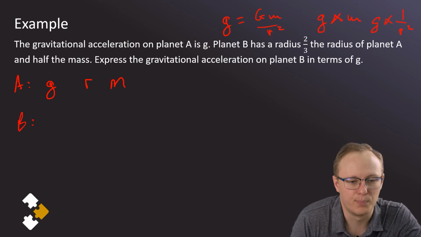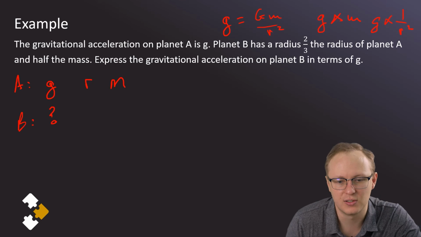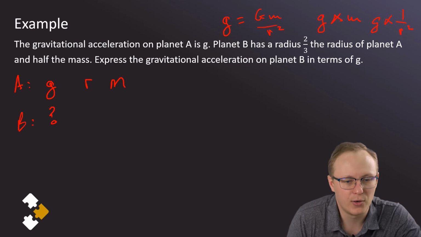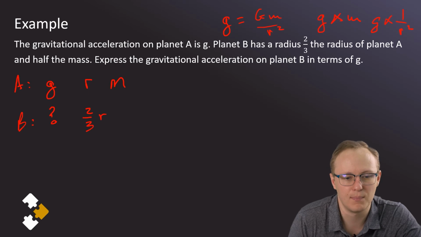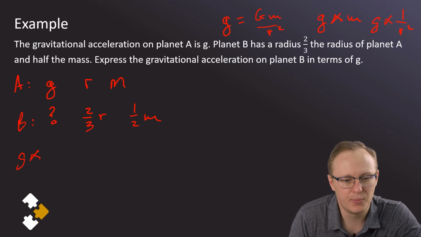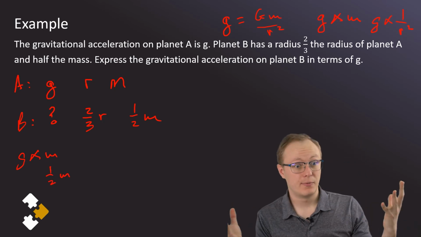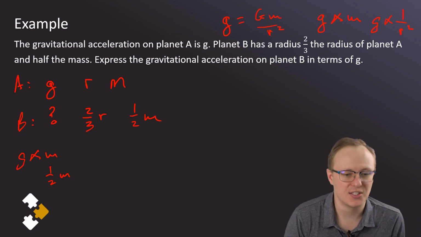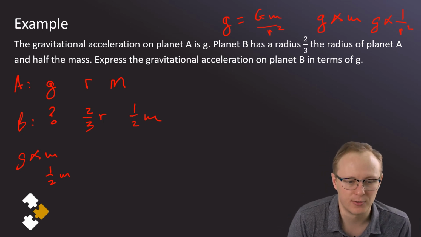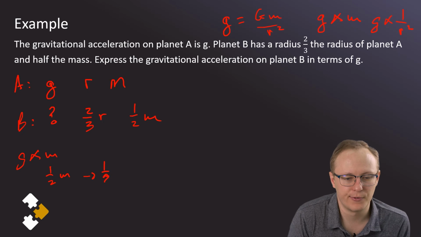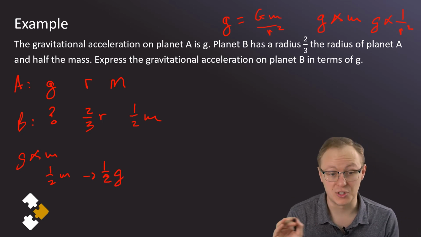Right, so for B, we're trying to find out what this g is in terms of the original g, and we know that the radius is 2/3 the radius of A, and the mass is half the mass of A. So g is directly proportional to m, so if we halve m, the effect of changing the mass is that we halve g. So this gives us half g due to just changing the mass.